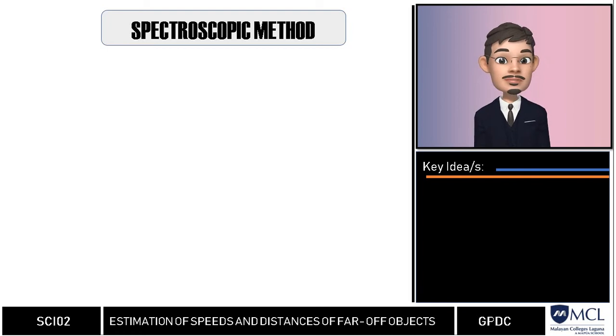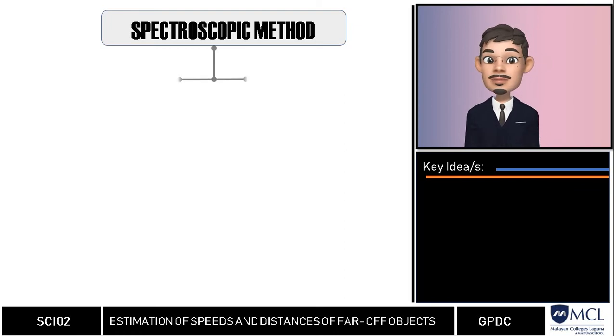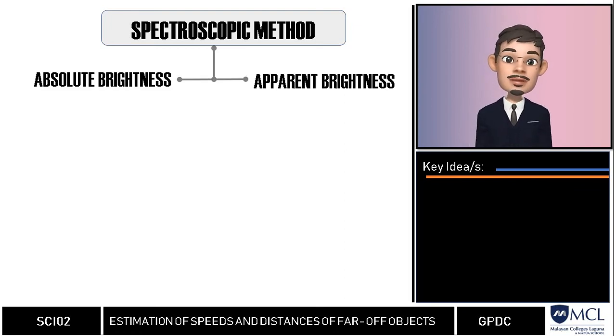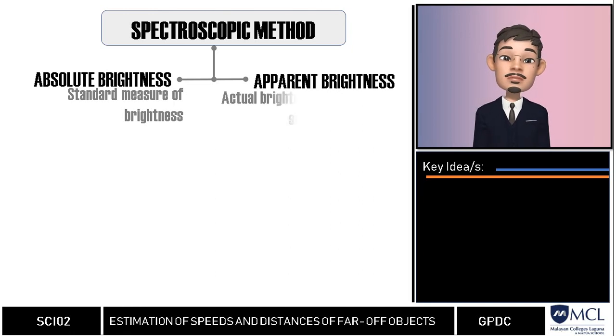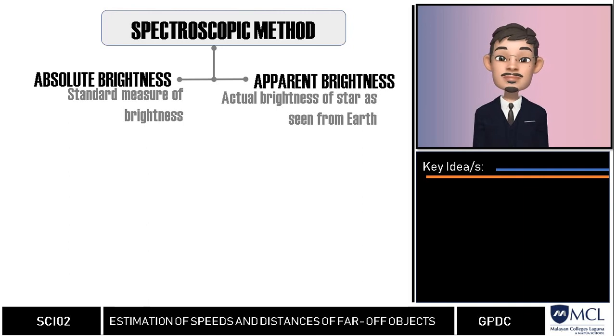To do this method, we have to consider the absolute brightness of a star. The absolute brightness is the standard measure of brightness in astronomy. It is the brightness of a star that is 10 parsec away from Earth. The actual brightness of the star as seen on Earth is known as its apparent brightness.